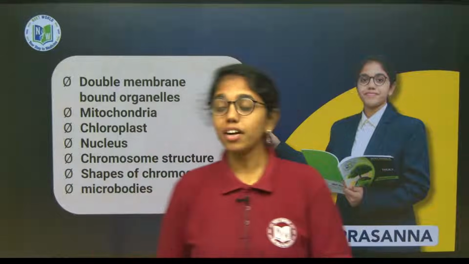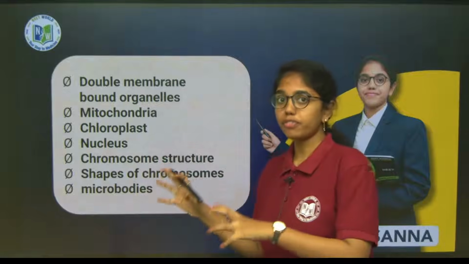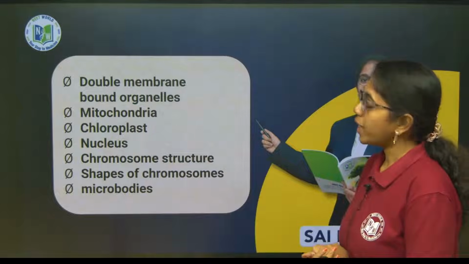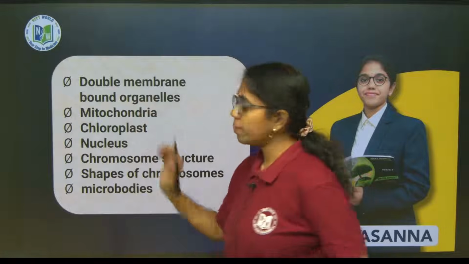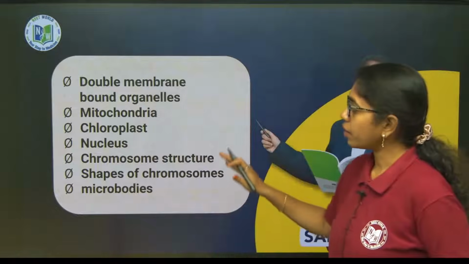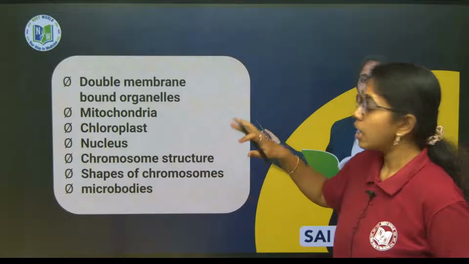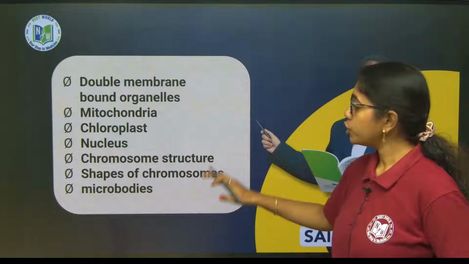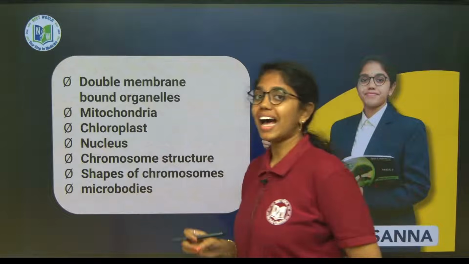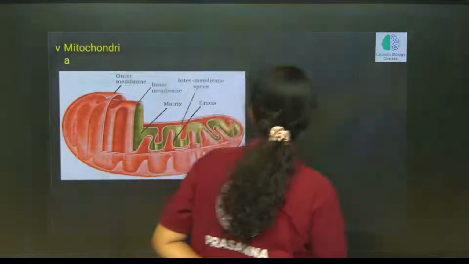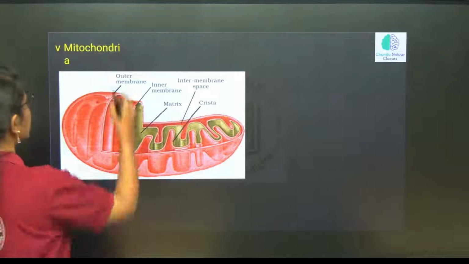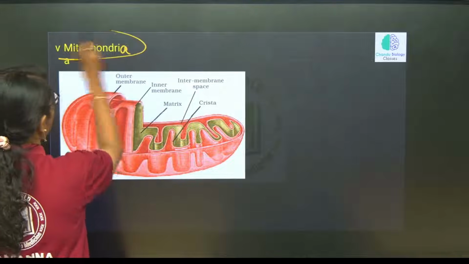So, here we are with our last segment of cell structure, wherein today we are going to discuss in detail about double membrane bound organelles, mitochondria, chloroplast, nucleus, chromosome structure, shapes of the chromosomes, and lastly microbodies. Let us get started with the first double membrane bound organelle, that is mitochondria.